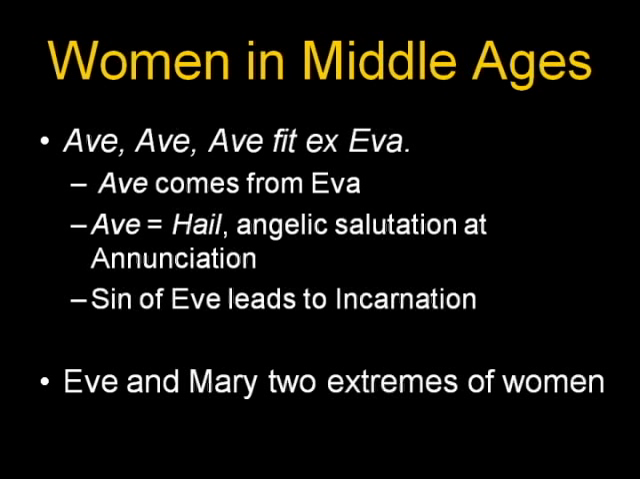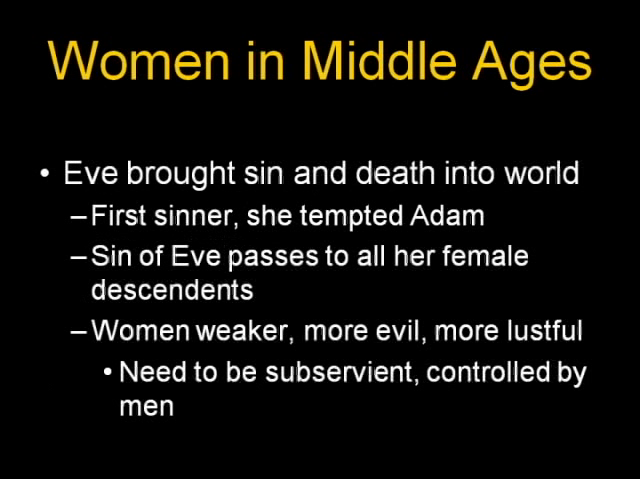And in medieval thought, Eve and Mary were the two extreme types of women. Eve was considered to be extremely sinful. It's her fault that mankind has suffered sin and death because she was the first one to take the forbidden fruit.